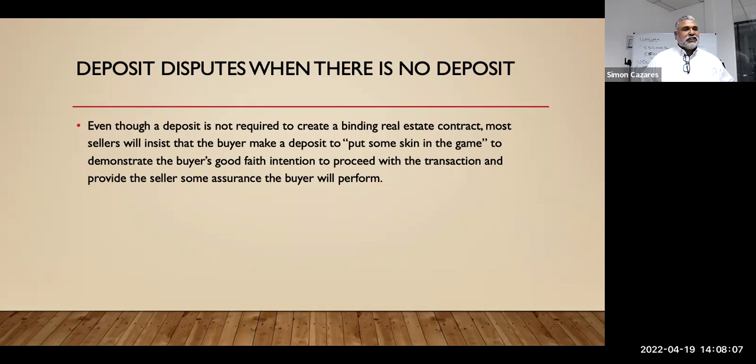Good faith, and the intention to proceed with the transaction and provide the seller with insurance that the buyer will perform. Interesting. I think we all learned something new today. Yeah, I mean, this is something.